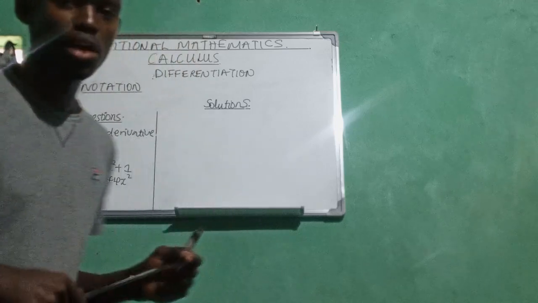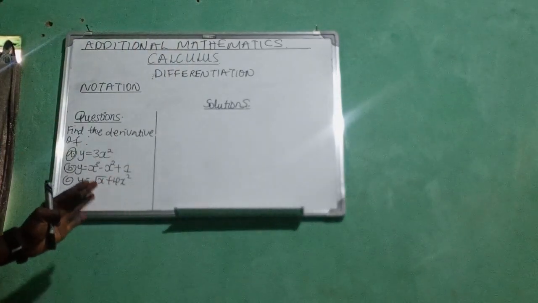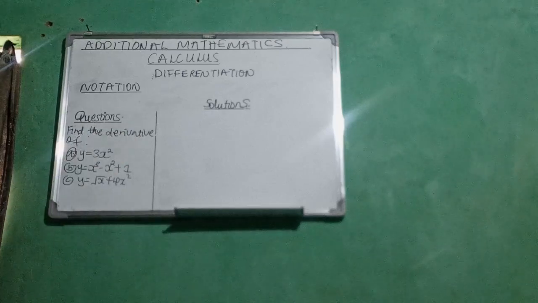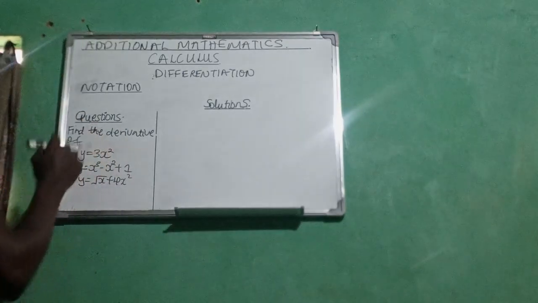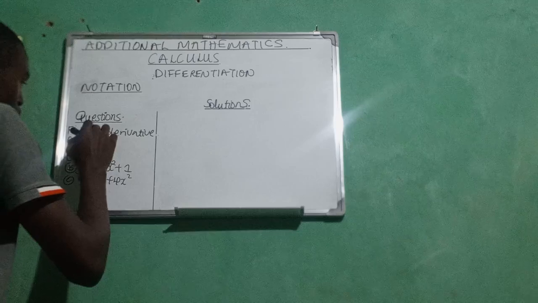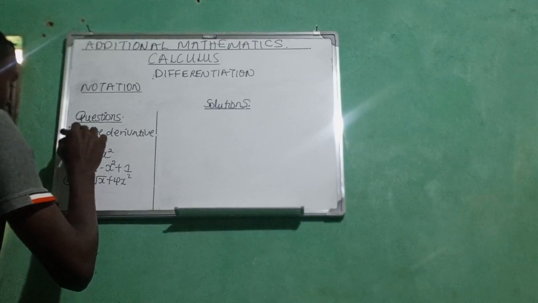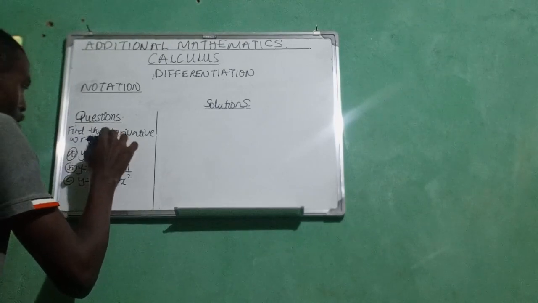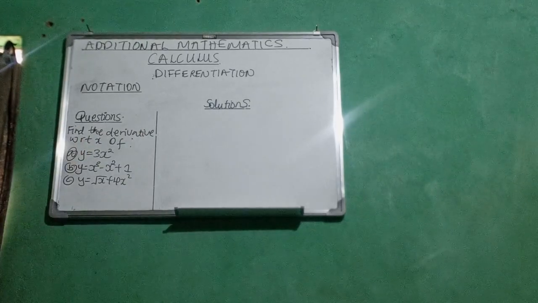Alright, so now we are looking at differentiation, the notation, and then we still have these three questions. I'm going to introduce something now. Find the derivative of these with respect to x. So find the derivative with respect to x of, so WRT means with respect to x, of those.